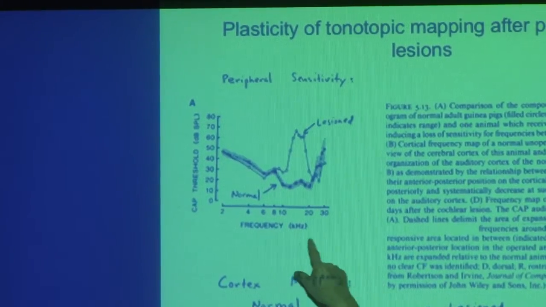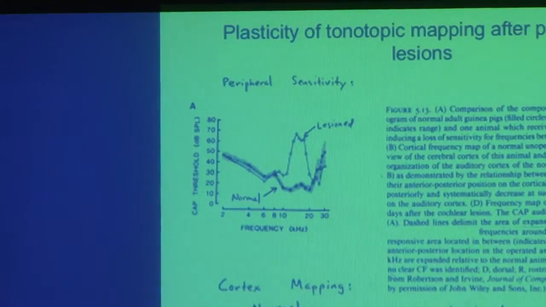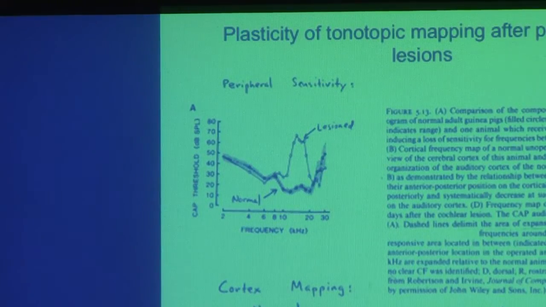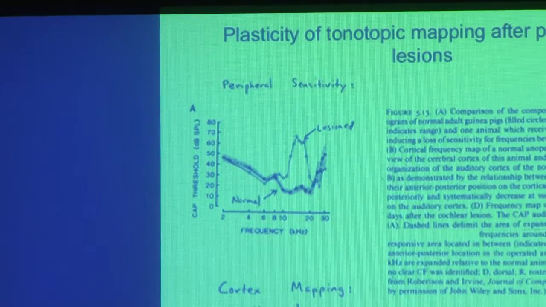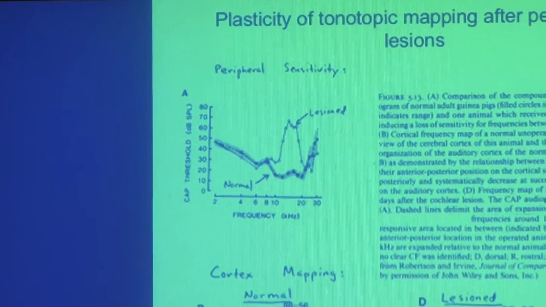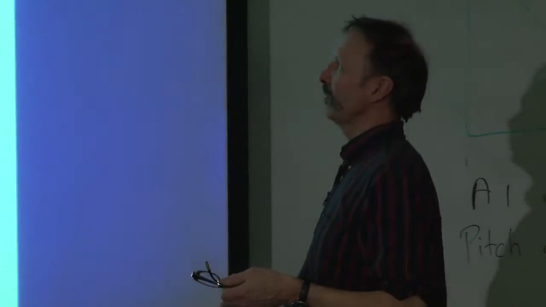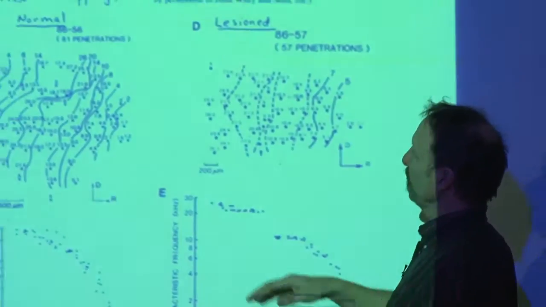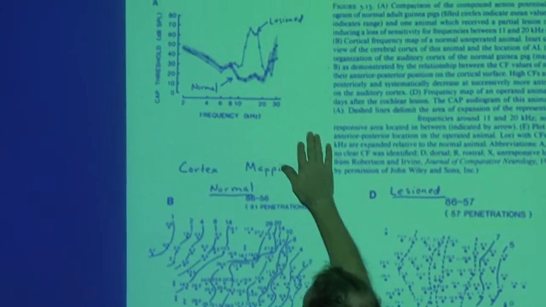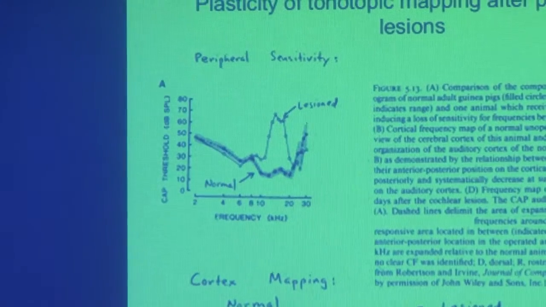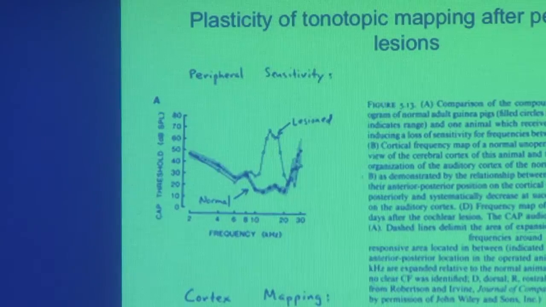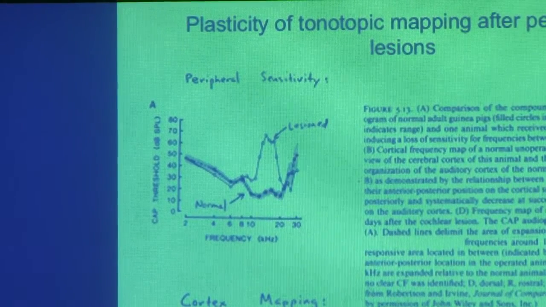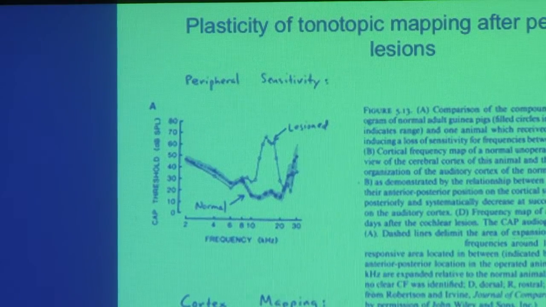So here is indicated a graph of the compound action potential threshold. And this is a response from the auditory nerve. Action potential obviously is an impulse from single auditory nerve fibers. Compound means it's a recording from many, if not all, of the auditory nerve in response to a tone burst of the different frequencies. And if you make a small lesion at the basal turn, remember the frequency organization of the cochlea is such that the basal turn processes high frequencies.